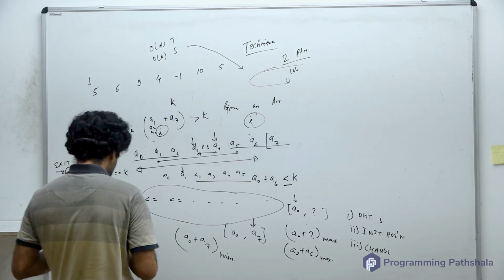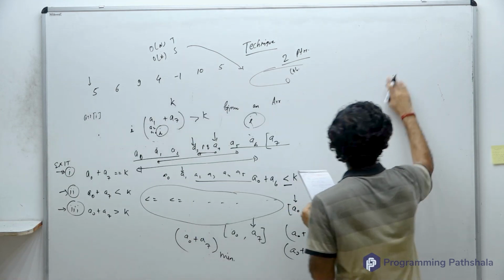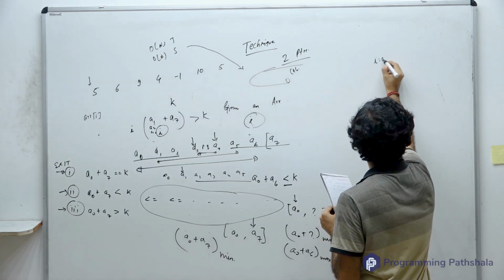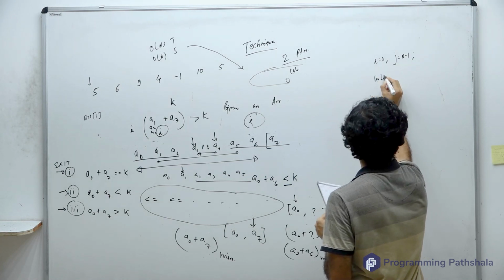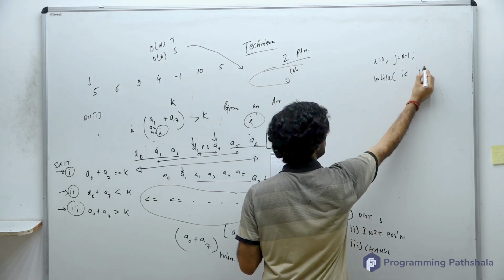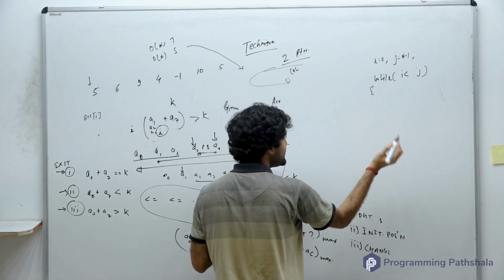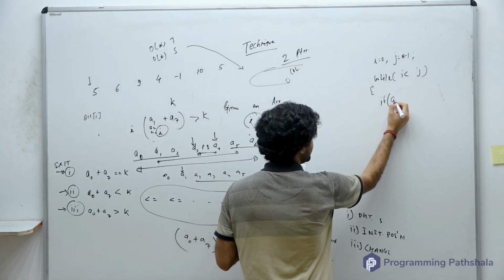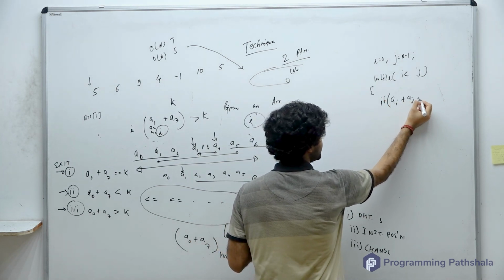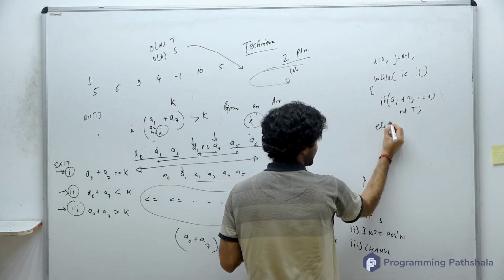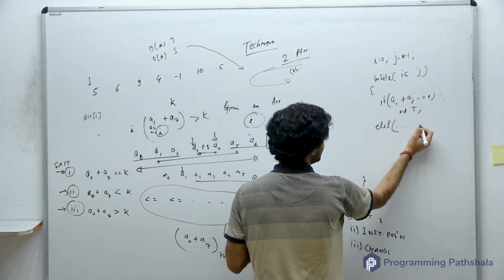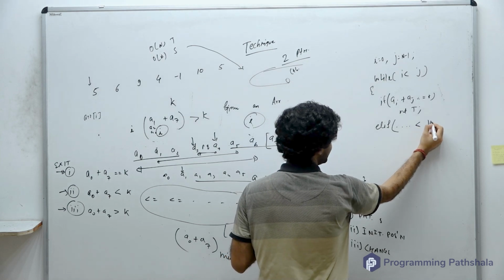Cool. So how will the code of this look like? I will have a pointer i initialized to 0, j initialized to n-1, and while i is smaller than j, I'll have those three conditions and my game is done. So if ai plus aj is equal to k, return true, else if ai plus aj happens to be smaller than k.